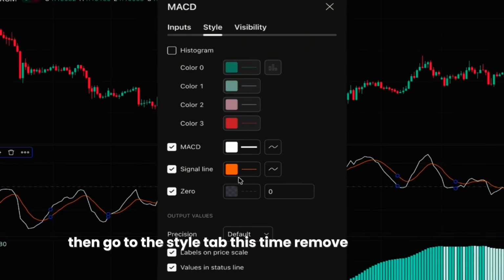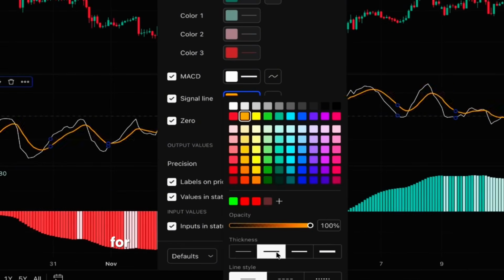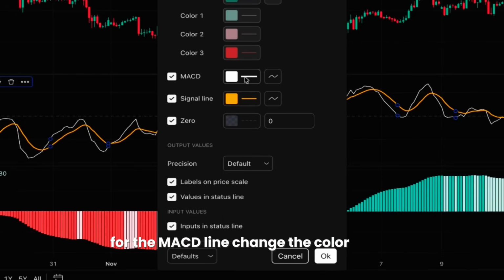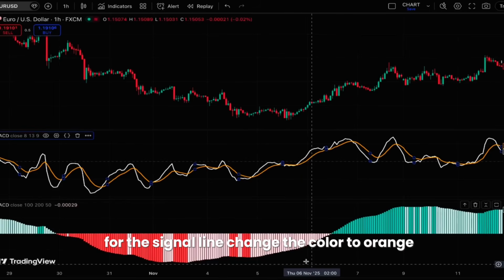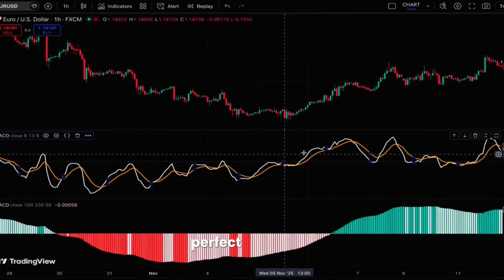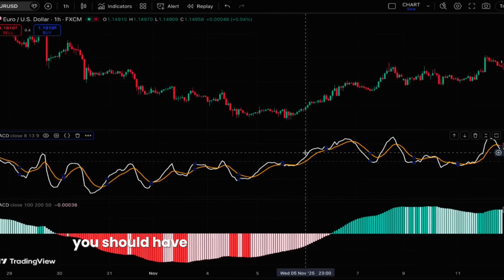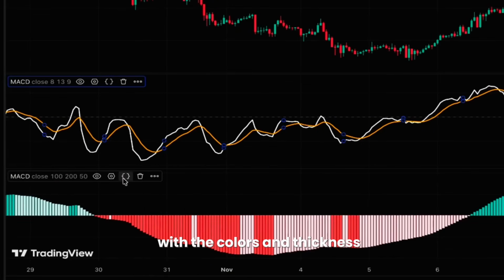This time, remove the histogram. You want only the 2 lines visible. For the MACD line, change the color to white. For the signal line, change the color to orange. Increase the line thickness so both lines are easy to see. Perfect. At this point, you should have one MACD showing only a histogram and another MACD showing only the MACD line and signal line with the colors and thickness you set.